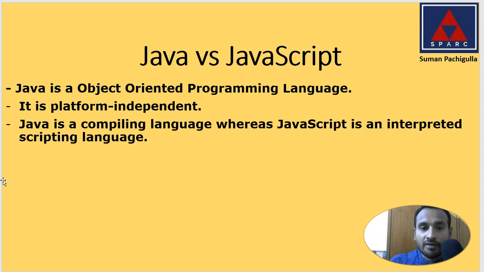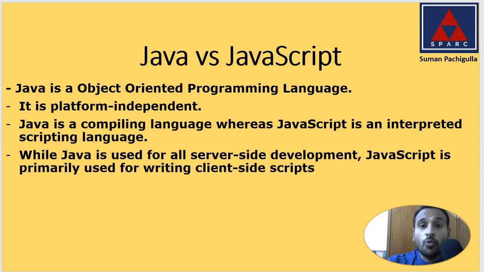Java is a compiled language, meaning it is compiled to make the system, the hardware, the computer or the device understand. It's a compiled language, whereas JavaScript is an interpreted scripting language. It is a scripting language and more of a software language. Okay, now what are the other differences?